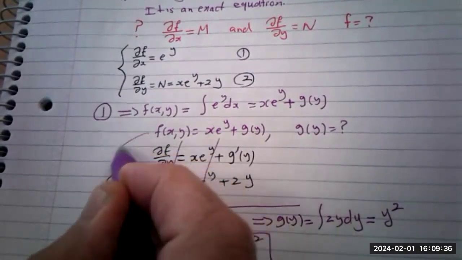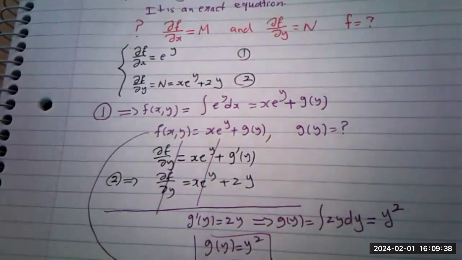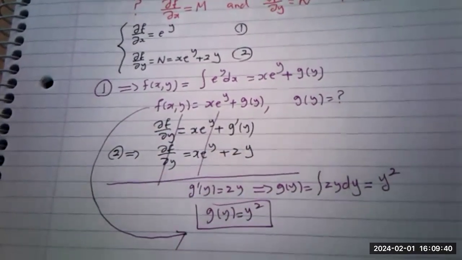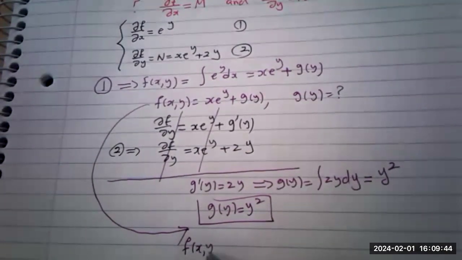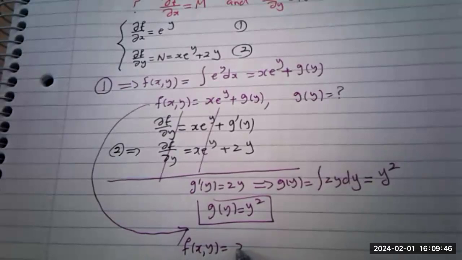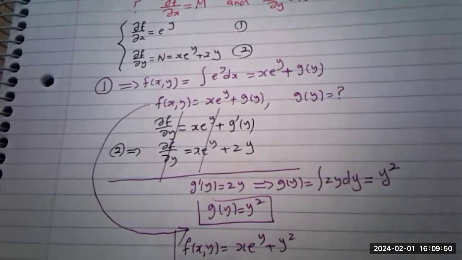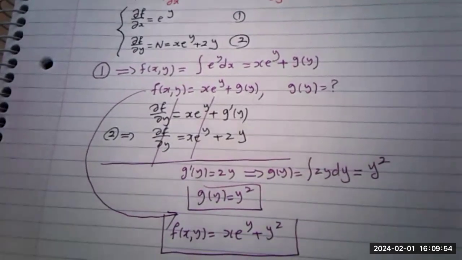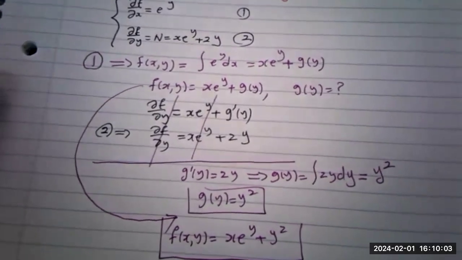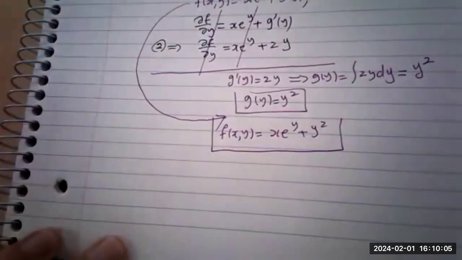So go back and substitute for g of y into the function that we got over there. So f of x, y is going to be equal to x e^y plus y squared. This is a kind of potential function, a function that satisfies that condition. But you know that the differential of this function is 0, so this function is going to be a constant function. So you let it equal to c, that gives you the solution of the equation.